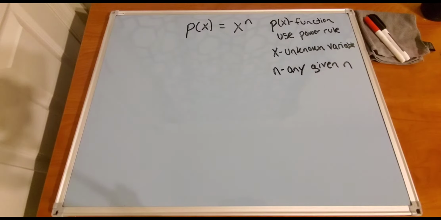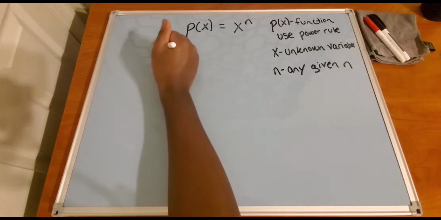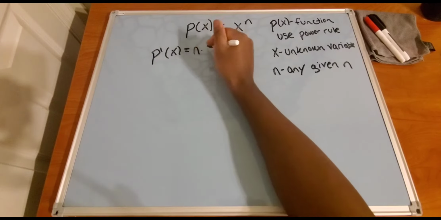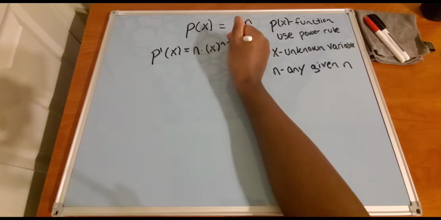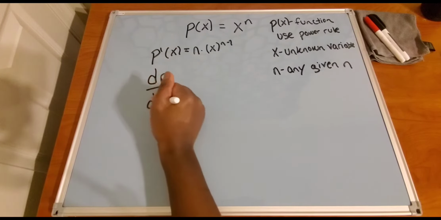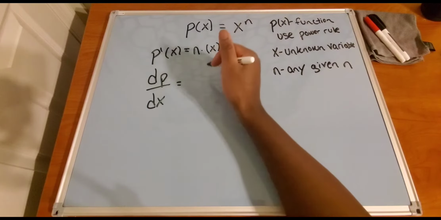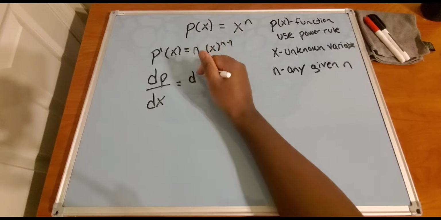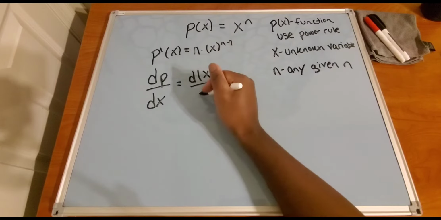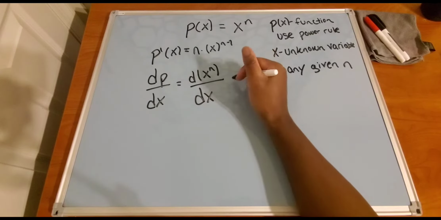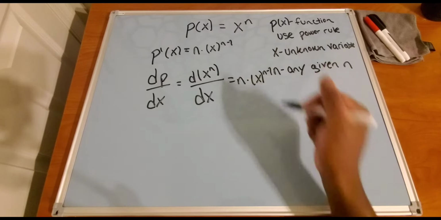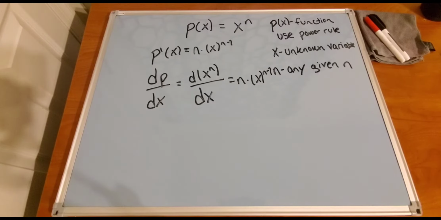So with that in mind, the derivative of p with respect to x will be equal to n times x raised to the n minus 1. If you want me to write another notation, we could say the derivative of p with respect to x is equal to the derivative of x raised to the power of n, with respect to x, and that's also equal to, you guessed it, n times x to the n minus 1. And then you could do operator notation if you wanted to.